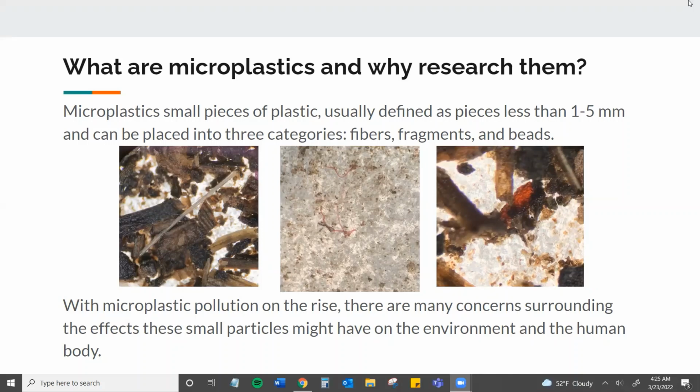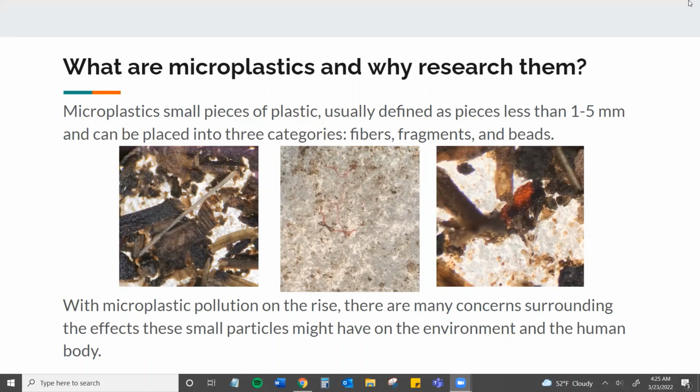The first and second pictures are good examples of what microplastic fibers within soil look like. And the third photo, it can be a little bit difficult to see the full microplastic, but the red plastic particle under the soil is an example of what a fragment might look like.